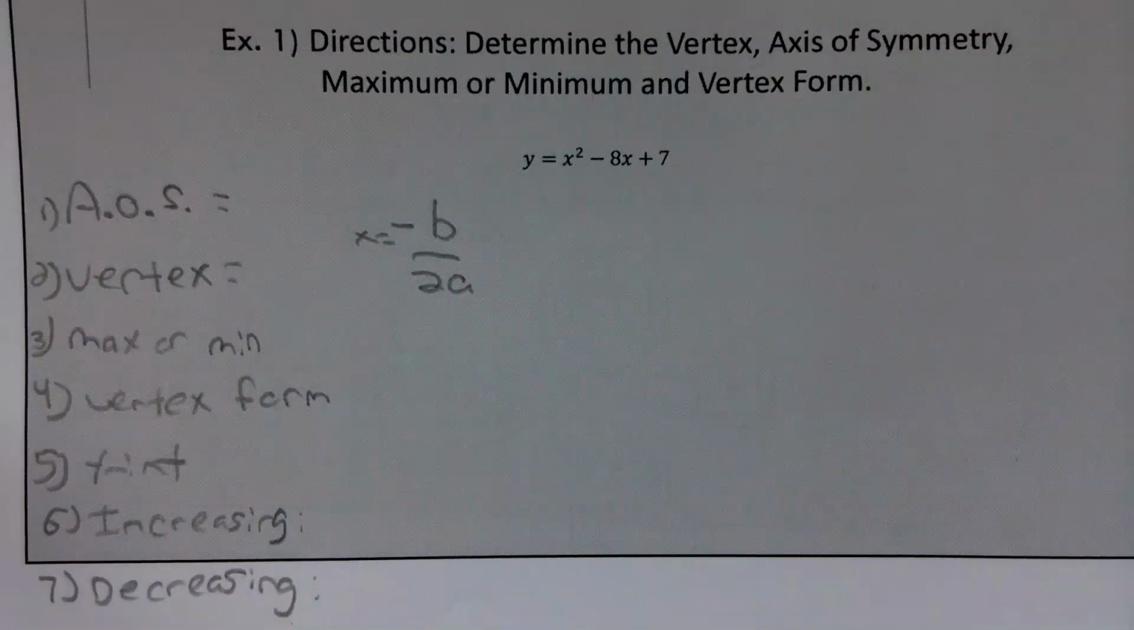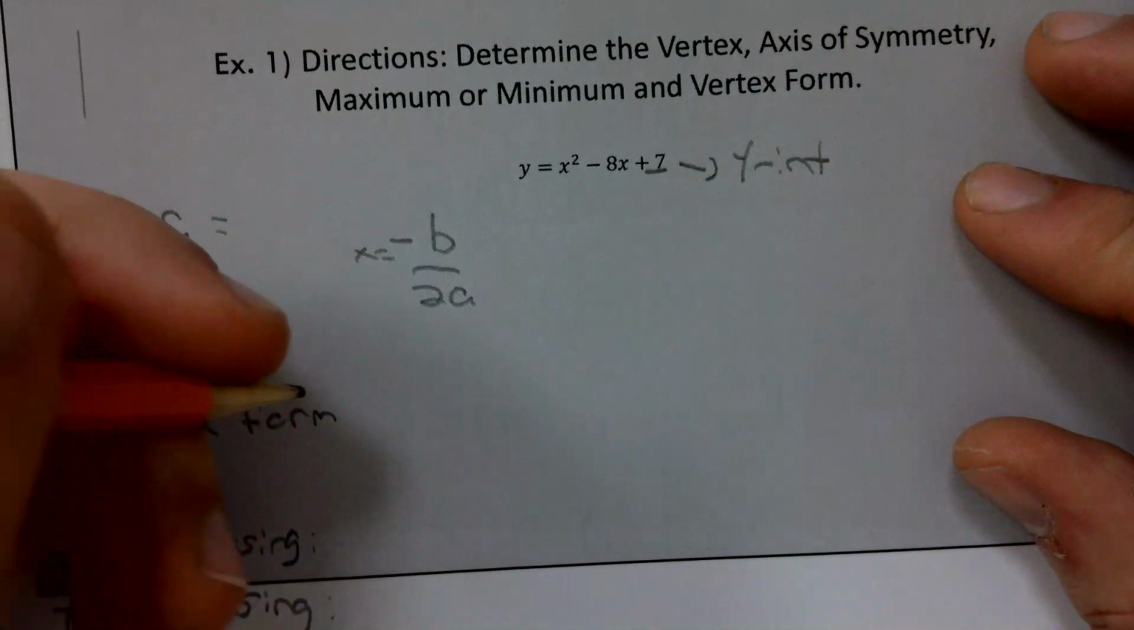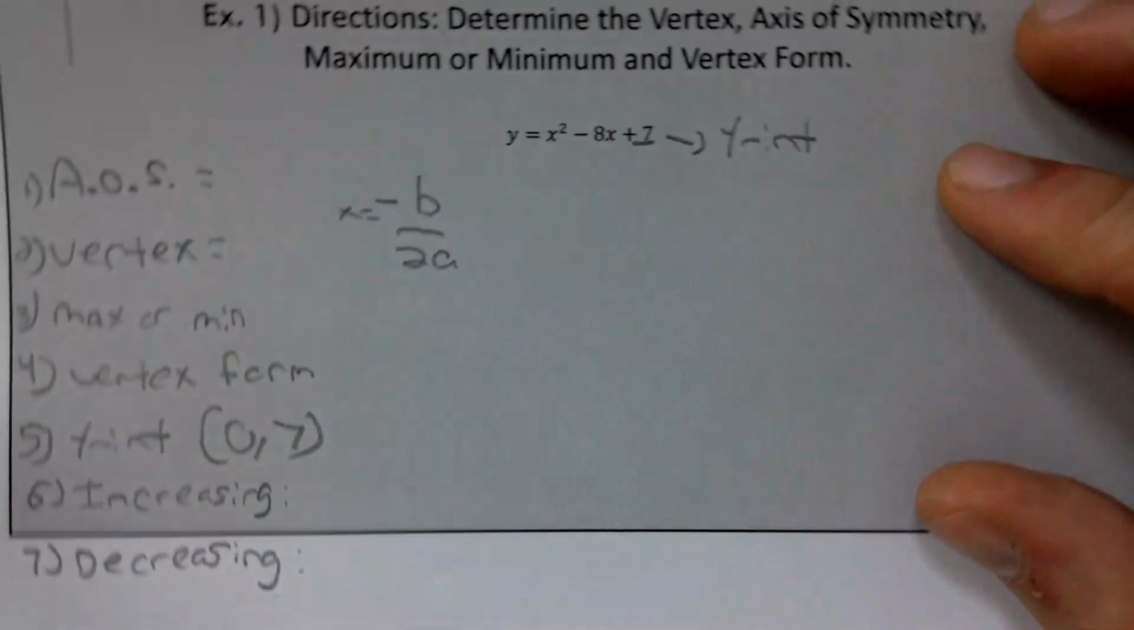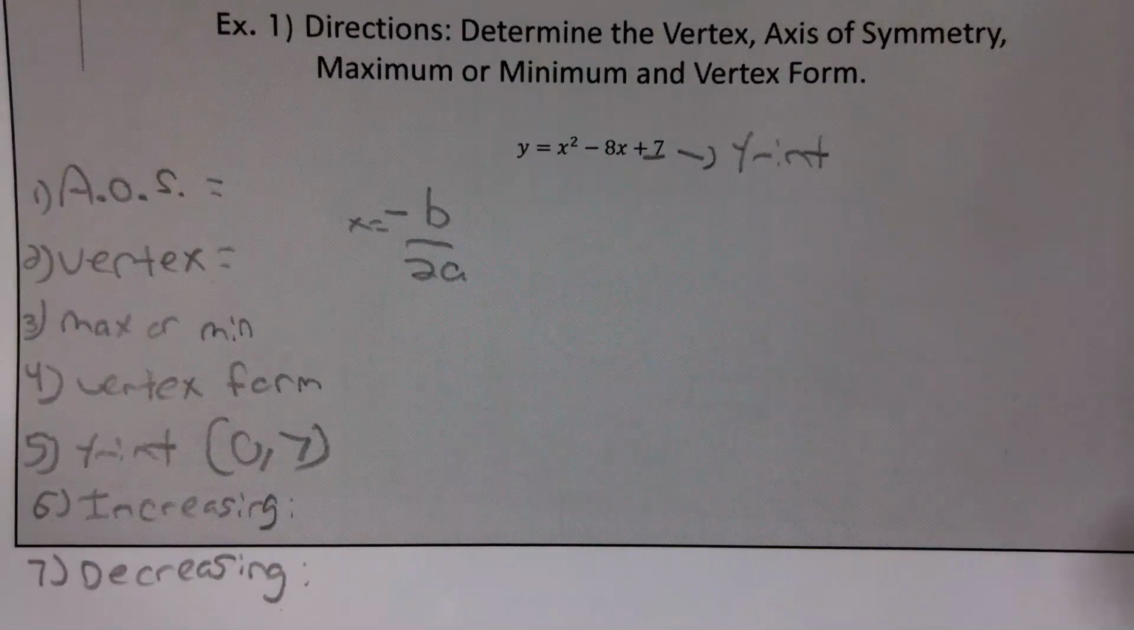Standard form helps you get the y-intercept. As soon as you see standard form, the question that they give you right away is that this 7 is the y-intercept. So I'm going to come here. I'm actually going to answer question 5 first because I know the y-intercept is 7 and x is 0 anytime I have a y-intercept. So my y-intercept is 0, comma 7.